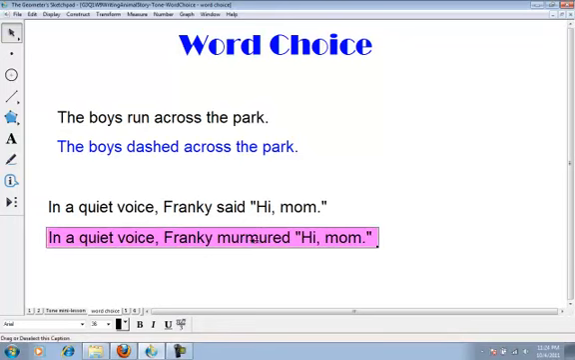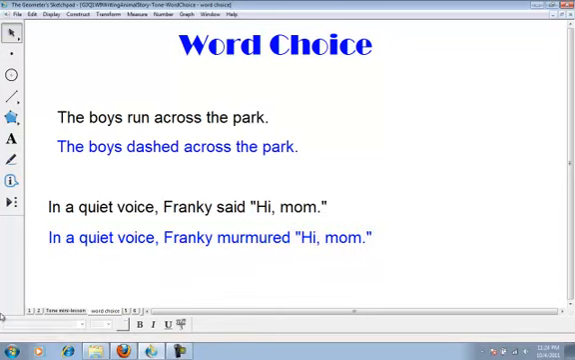In a quiet voice, Frankie murmured, "Hi, Mom." Doesn't that sound a lot better? And it makes you sound a lot smarter when you include words like murmured and dashed instead of more basic words like run and said.